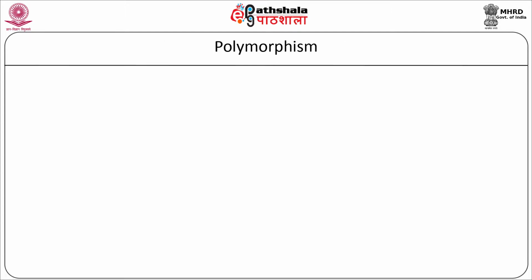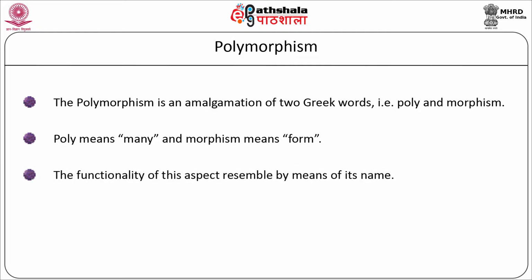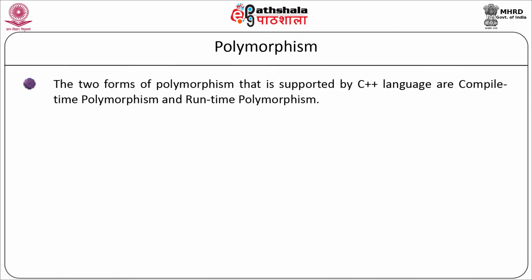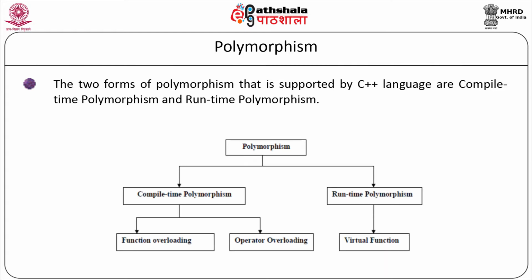The next concept that we are going to see is polymorphism. Polymorphism is a Greek word. It is a combination of two words, poly and morphism. Poly means many and morphism means form. The functionality of this aspect will give you the meaning to its name. The two forms of polymorphism supported by the C++ language are compile time polymorphism and runtime polymorphism.